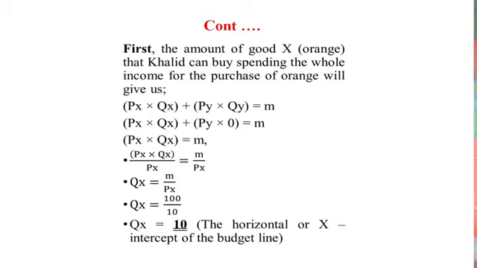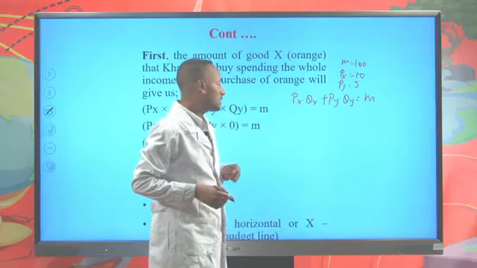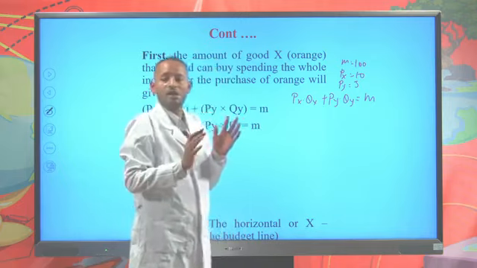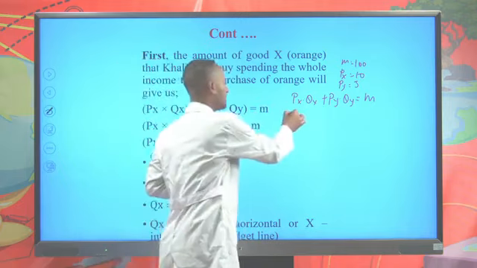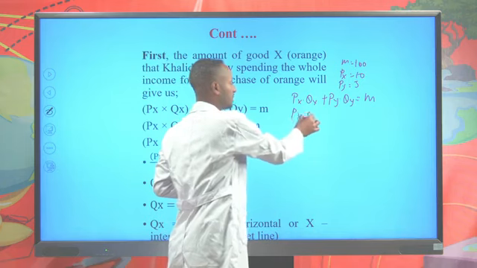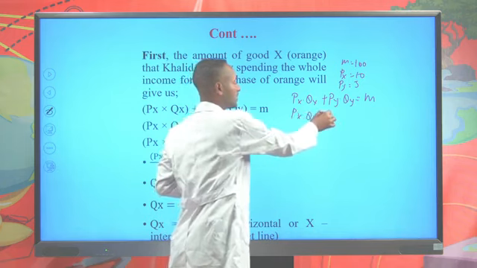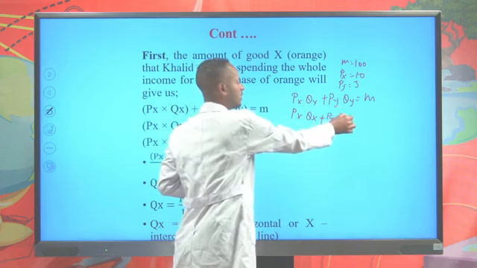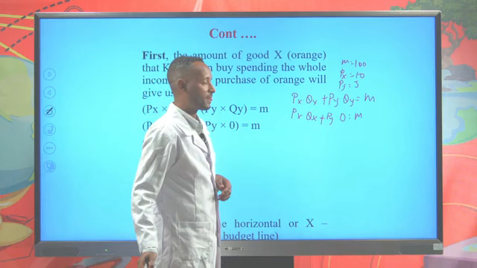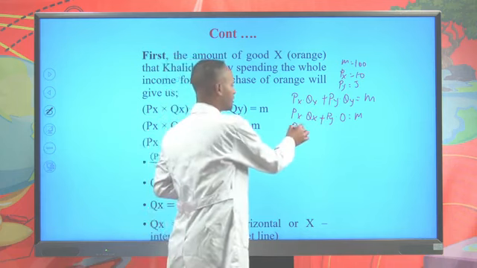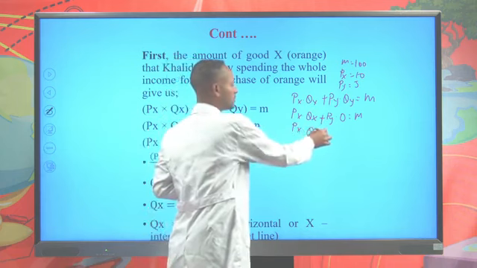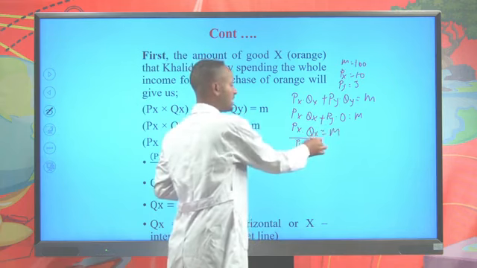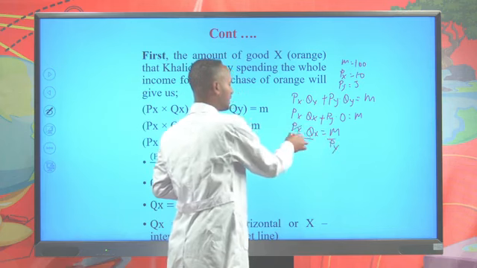Now, if Khalid spent the whole income for the purchase of commodity X, that means he will not buy any amount of Y. That means the price of commodity X times the quantity of commodity X plus the price of commodity Y times the quantity of commodity Y, which is 0, is equal to the income of a consumer. And this will give you the price of commodity X times the quantity of commodity X, which is equal to the income of a consumer. When we divide both sides by the price of X, then we can cancel the price of X.